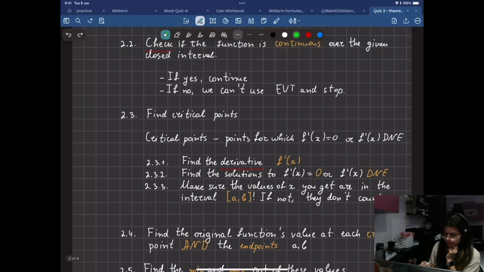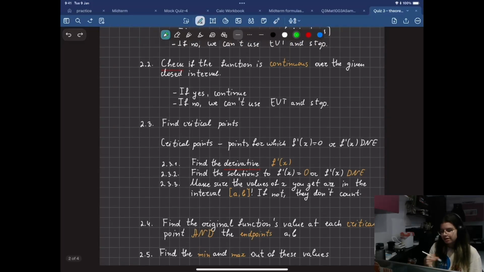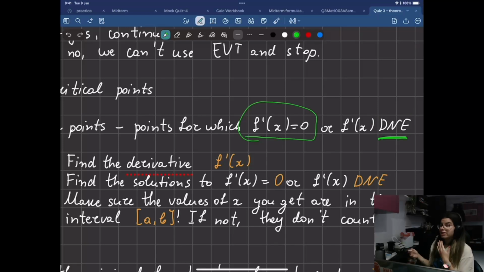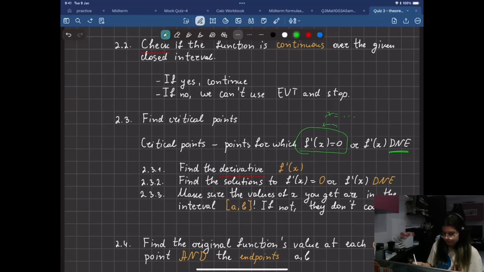And then, once we've made sure that the interval is closed and the function is continuous over this interval, it's time for us to find the critical points. Now, in order for us to get the critical points, we need the derivative. And once we have the derivative, we check for the values where the derivative is either 0 or undefined. When does it get undefined? Typically when we have division by 0, right? So these are the two cases we're looking for, either the derivative being 0 or the derivative being undefined. And then we note for which x's this happens, right?